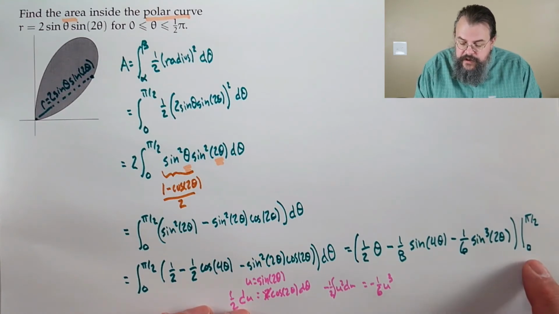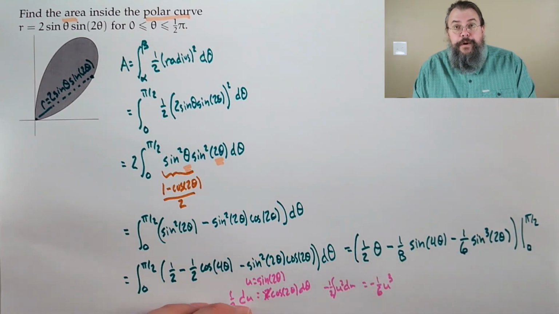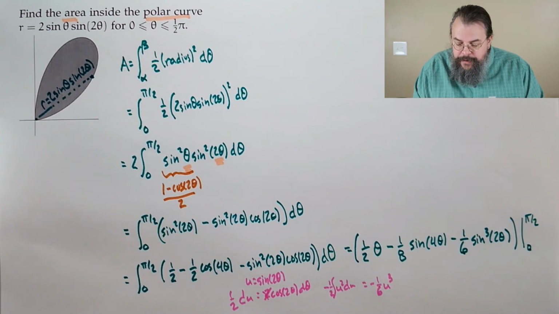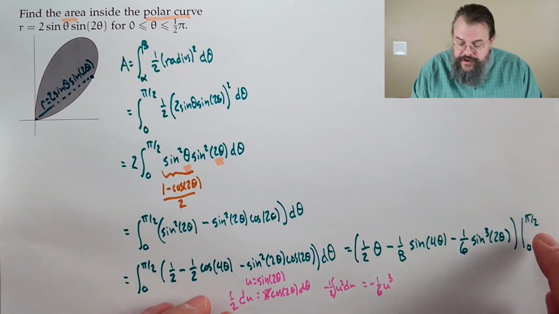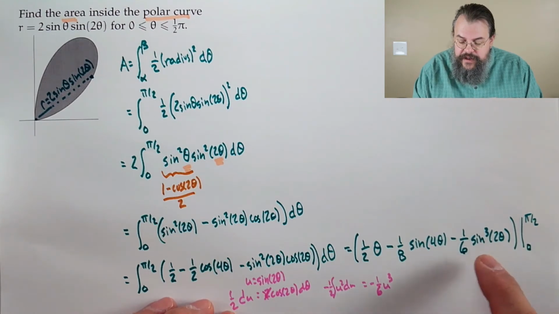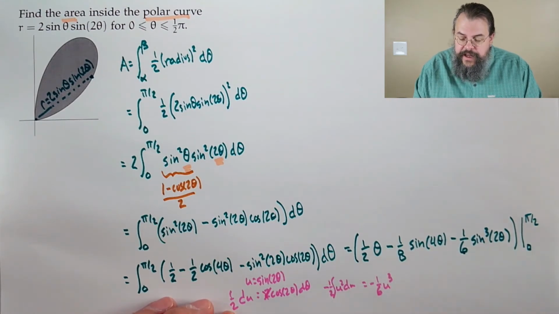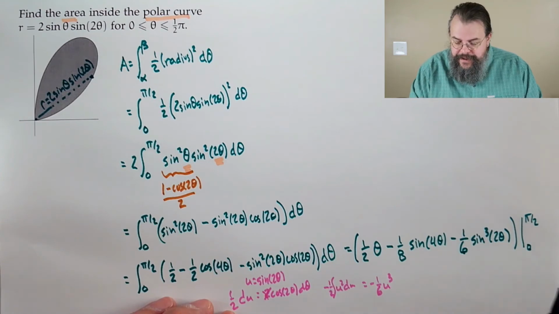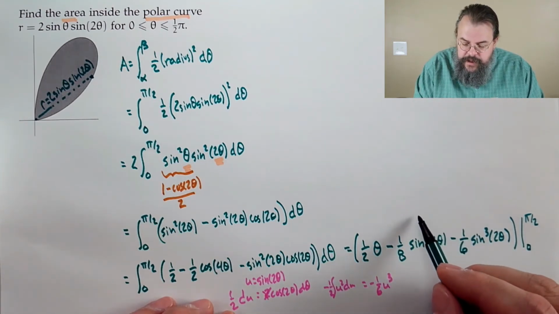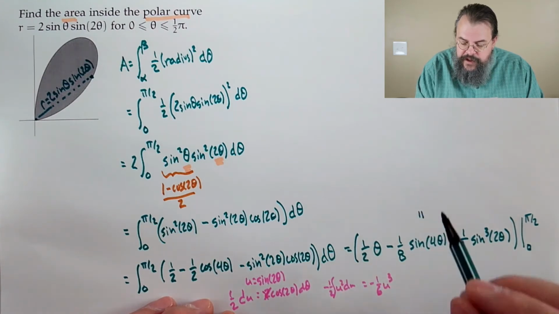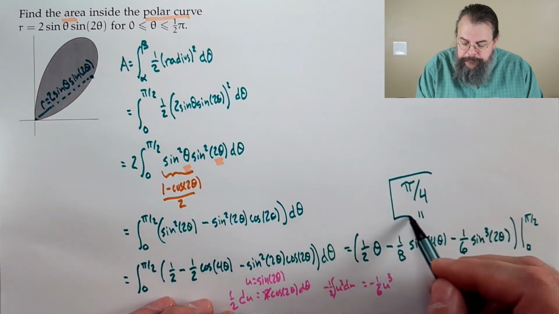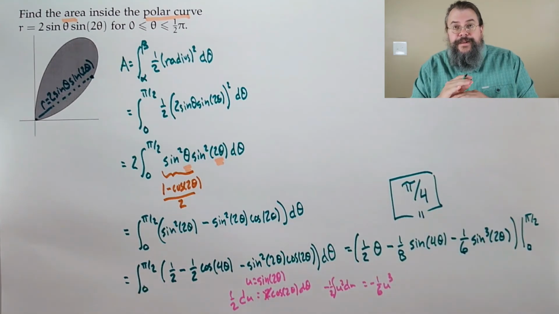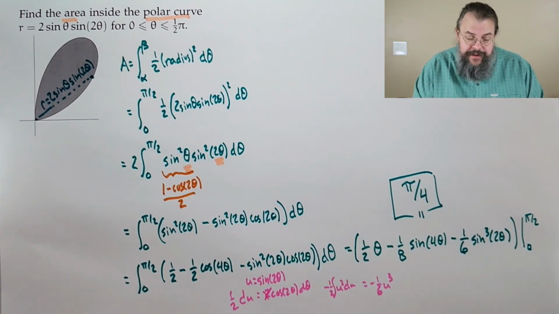When you plug in 0, good news, 0, 0, 0. Perfect. What we would like to hear. In fact, the news keeps getting better. Plug in pi over 2, sine of pi is 0, sine of 2 pi is 0. So the only thing that doesn't go away is this 1/2 times pi over 2, which means we're going to end up with pi over 4. And that's our answer.